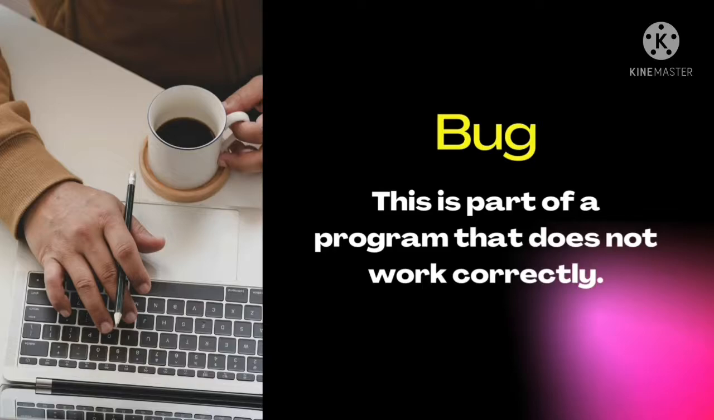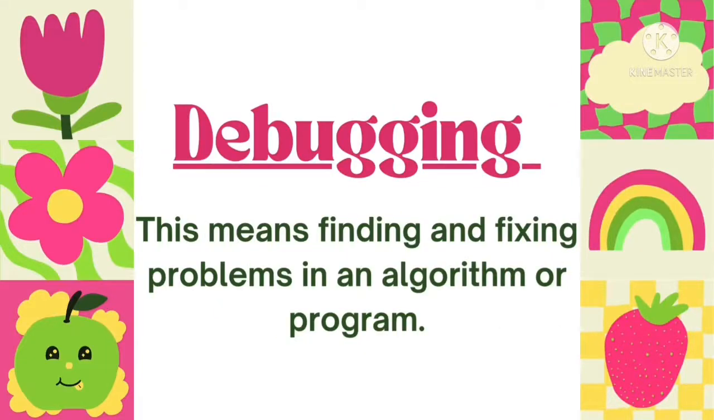But if there's a bug in your program, you can debug it. So our next word is debugging. Debugging means finding and fixing the problems in your program or algorithm. It means removing the errors in your program, eliminating the errors in your program. So now you know the meaning of debugging. Let's move to the next word.